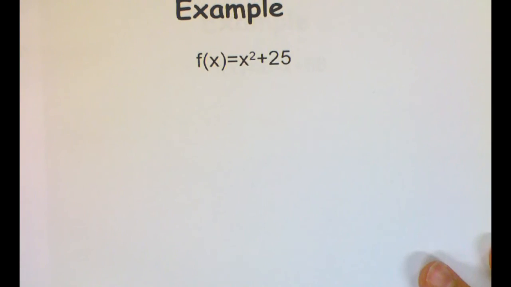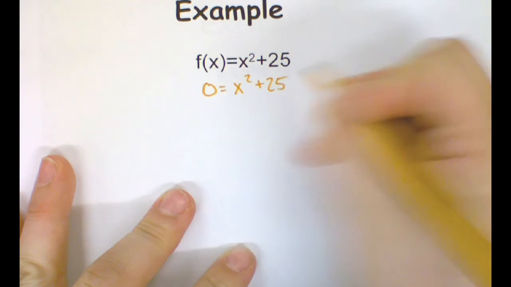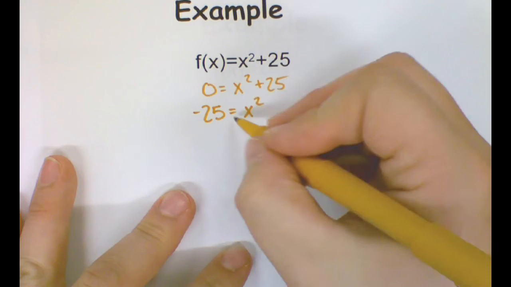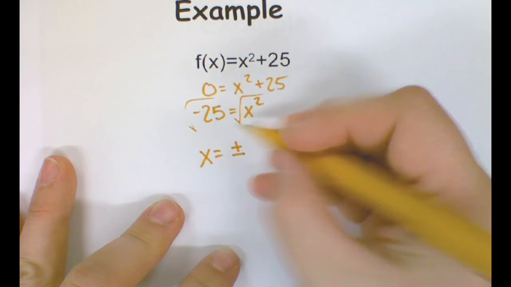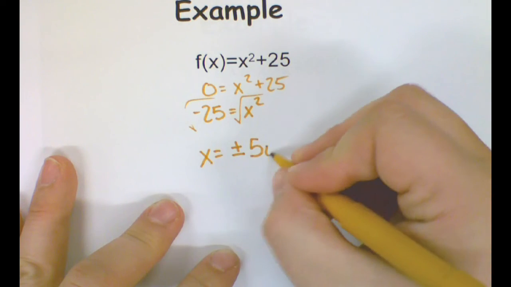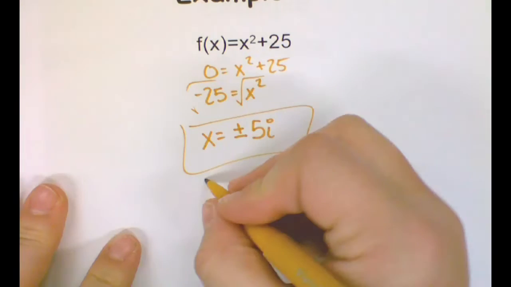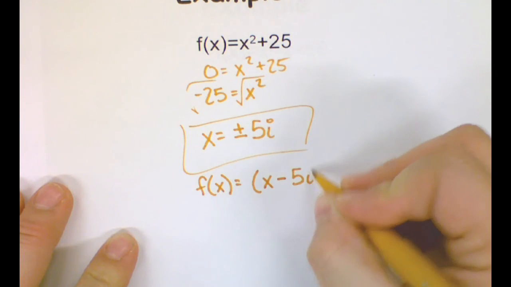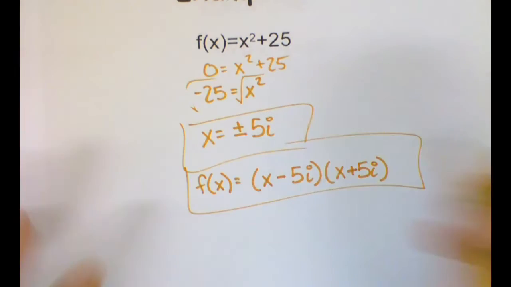All right, if I have x squared plus 25, to find the zeros, I set it equal to 0. I subtract my 25 over, giving me negative 25 equals x squared. And I square root, giving me x equals positive or negative. Square root of 25 is 5. Square root of negative 1 is i. My zeros are positive and negative 5i. If I wanted to write this out in its fully factored form, I would do x minus 5i times x plus 5i. And then we're done.